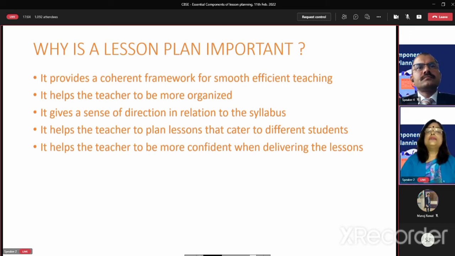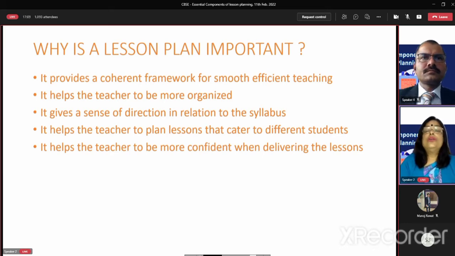Why is a lesson plan important? Because it provides a coherent framework for smooth, efficient teaching. It helps the teacher to be more organized. As Sir said just now, we need to be well organized before we enter our classrooms. It gives a sense of direction in relation to the syllabus, which means you need to design the lesson plan according to the syllabus as per the need.